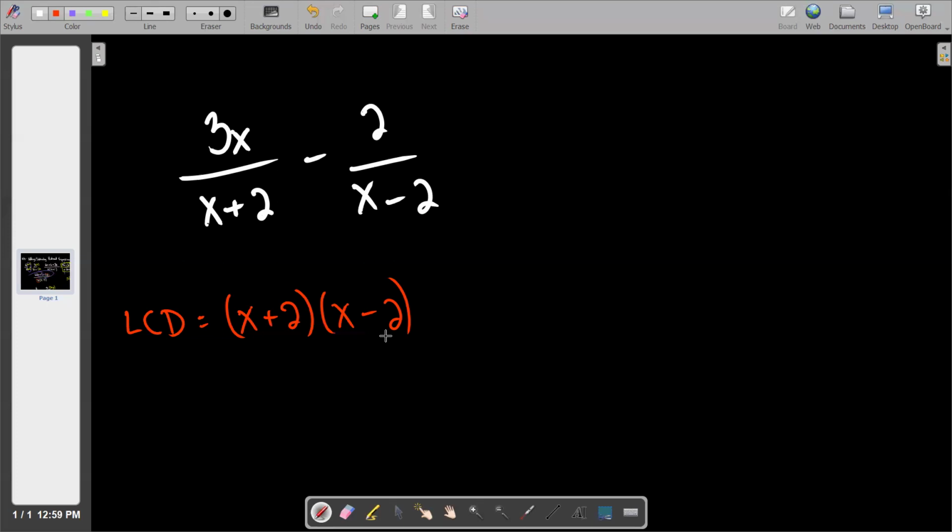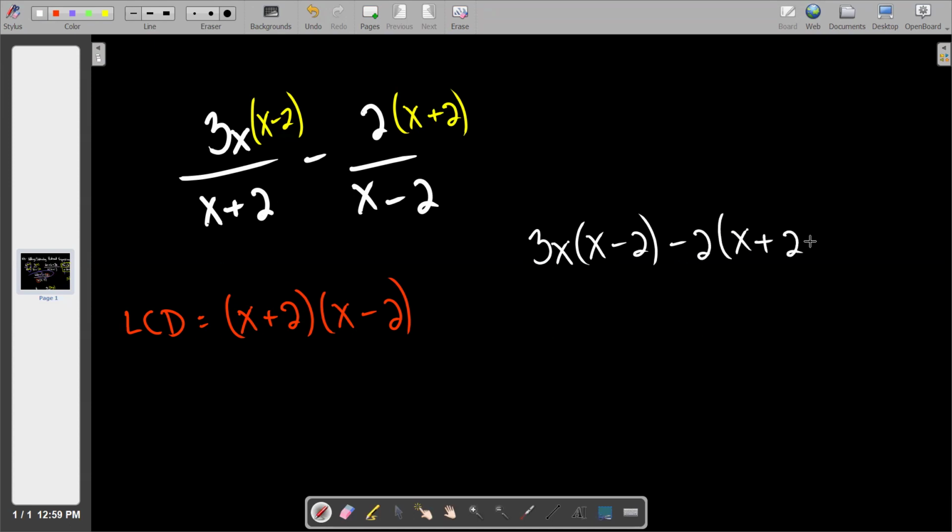So what do we do to the first fraction? Multiply by x minus 2. Yep. What do we do to the second fraction? Multiply by x plus 2. Yep. And this time I am going to show what it would look like. So it's going to be 3x times x minus 2 minus 2 times x plus 2, and it's all over x plus 2, x minus 2.